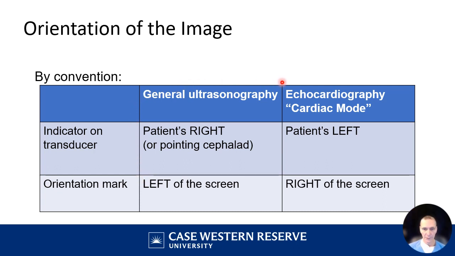Now, cardiologists do it a little different, and formal echoes do it a little different. I don't want to confuse anybody because we're going to start just doing general. However, there are some advantages to choosing cardiac mode. When you put the machine in cardiac mode, a little indicator will go to the right side of the screen. And to scan those patients, generally, the indicator's towards the patient's left, and the orientation mark is on the right side of the screen. That will make more sense when we go over that, but I do want to highlight that cardiology mode and general ultrasonography are different.